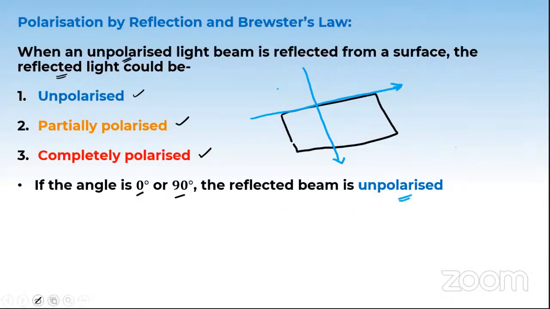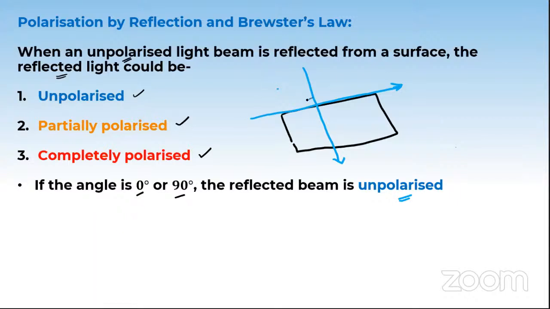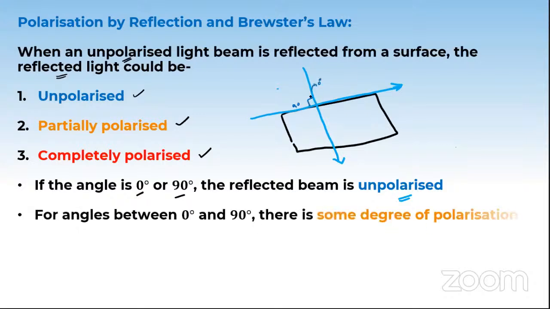Take the other case. This angle is 90 degrees, and this is 0 degrees, normal incidence. For an angle between 0 degrees and 90 degrees, some degree of polarization occurs. If the light wave is coming in at some other angle, then I'll get a partially polarized reflected wave.